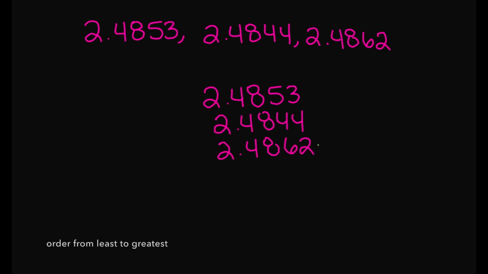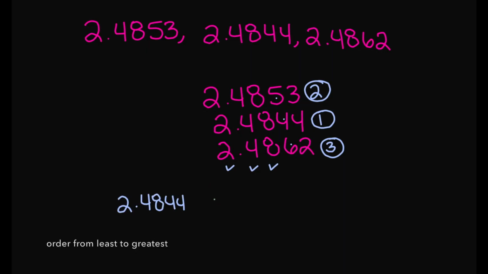So first we have our 2s, they're the same, that's good. Our 4s are the same, our 8s are the same. Then you have 5, 4, and 6 here. The smallest number here is going to be my 2.4844. Then we have our 2.4853. And then we have our 2.4862. So that's going to be 2.4844 is less than 2.4853, which is less than 2.4862.